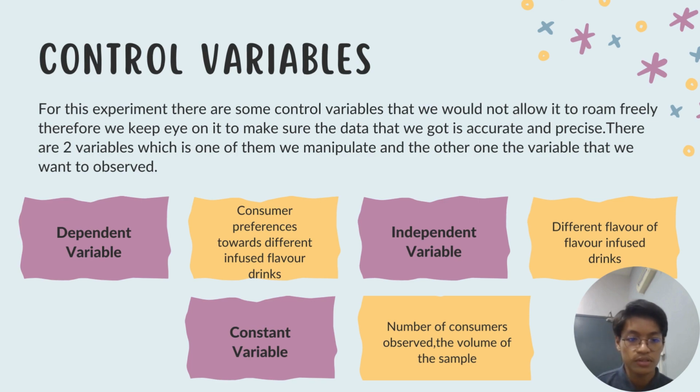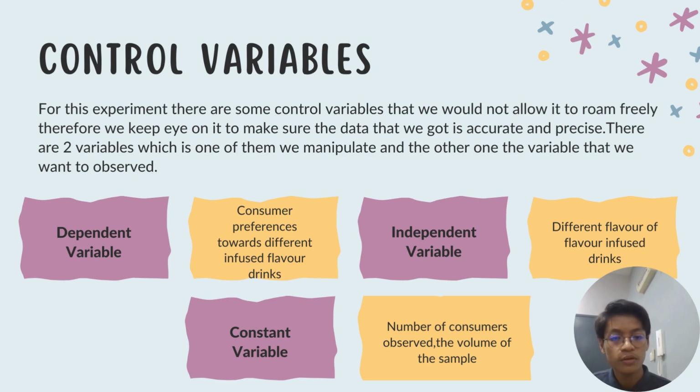Another name for this variable is the dependent variable. The dependent variable is what we want to observe. So the dependent variable here in our experiment is consumer preference towards different infused flavored drinks. And then the independent variable is the manipulated variable.